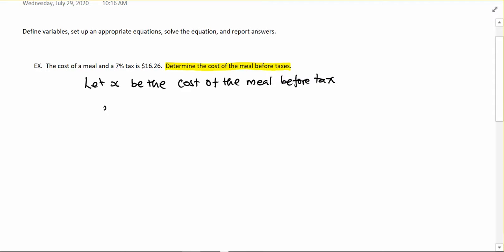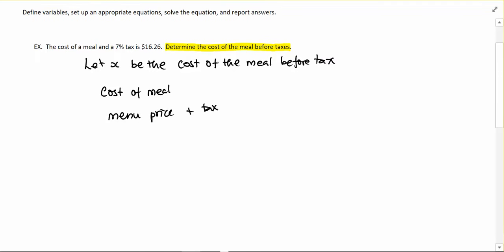So the cost of the meal is calculated how? Well, there is the menu price plus tax, and that's going to be your cost. So menu price, that's what X is, plus tax. Now, how do we calculate tax?